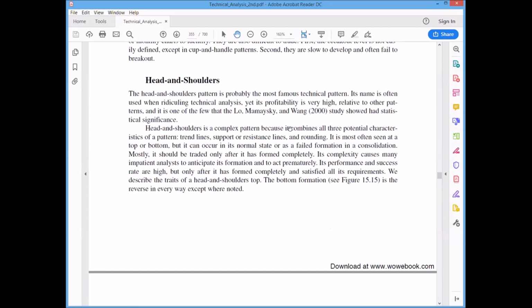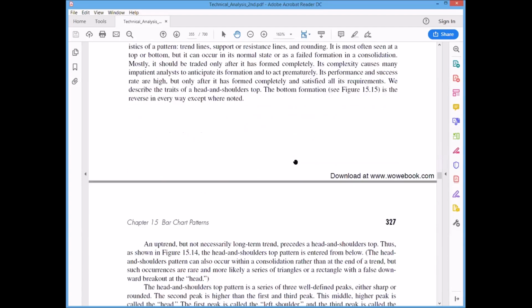It's a complex pattern because it combines all three potential characteristics: trend lines, support and resistance lines, and rounding. It's most often seen at a top or bottom, but it can occur in its normal state or as a failed formation in a consolidation. In crypto, we see that all the time. Here's the key: mostly, it should be traded only after it has formed completely.